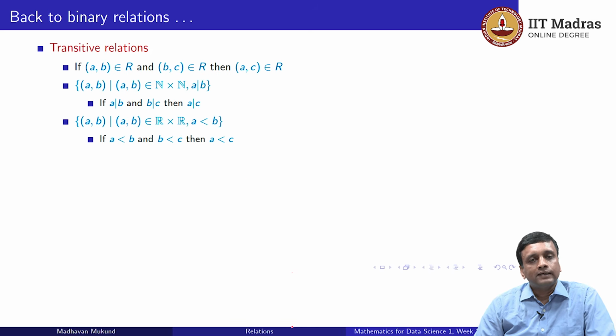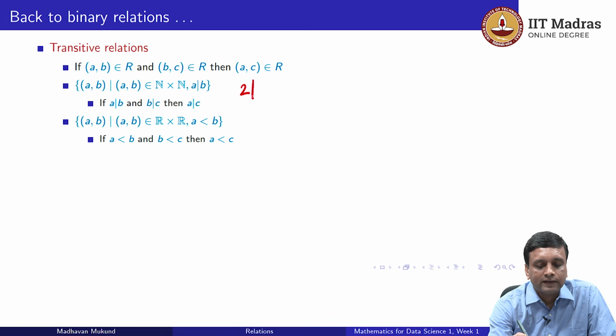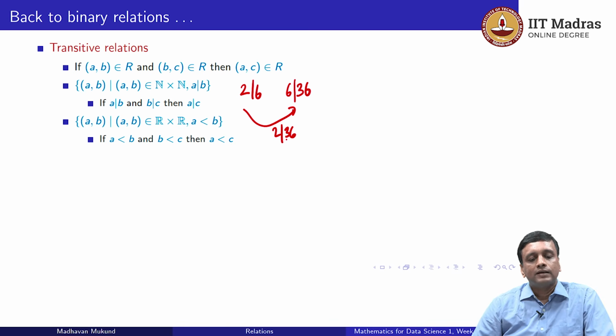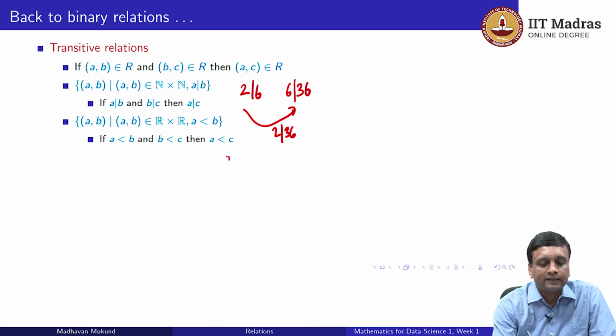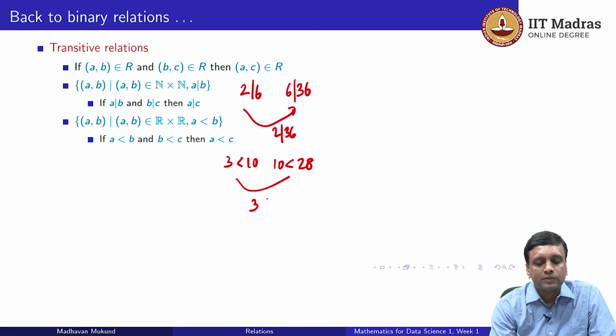A third property that relations may have and which are useful is called transitivity. Transitivity says that if we have two pairs which are related such that they share an element, so A is related to B and B is related to C, then A must be related to C. So again, our divisibility is a relation. Supposing we say that 2 divides 6 and we say that 6 divides 36, then from this we can conclude that 2 divides 36 as well, right? Similarly, if we take less than, if we say that 3 is less than 10 and 10 is less than 28, then we know from this that 3 must be less than 28.